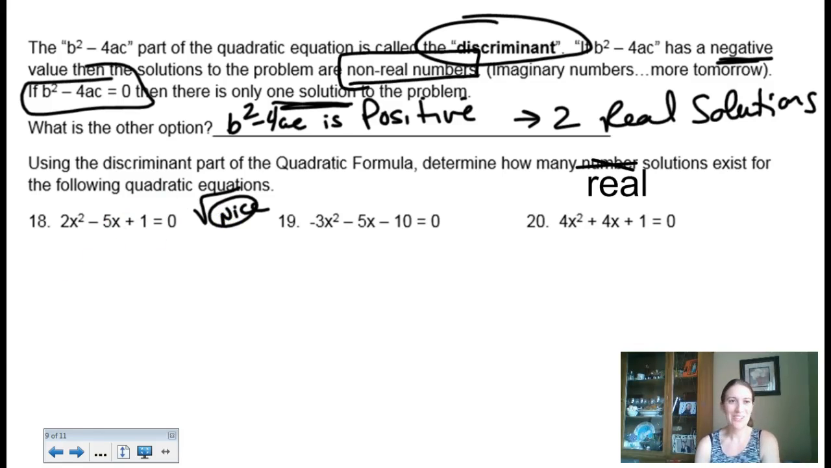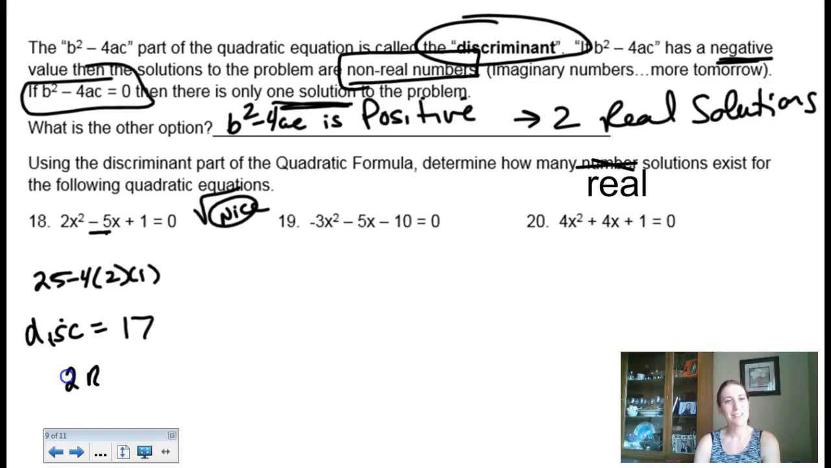So let's take a look at this question, just calculating the discriminant. So b squared would be 25 minus 4 times a times c. So the value of the discriminant is something I should totally be able to do. 25 minus 8 is 17. Sometimes, I'll be honest, I don't even calculate the actual discriminant. I just go, that's totally positive. Either way, this is going to give me two real solutions.